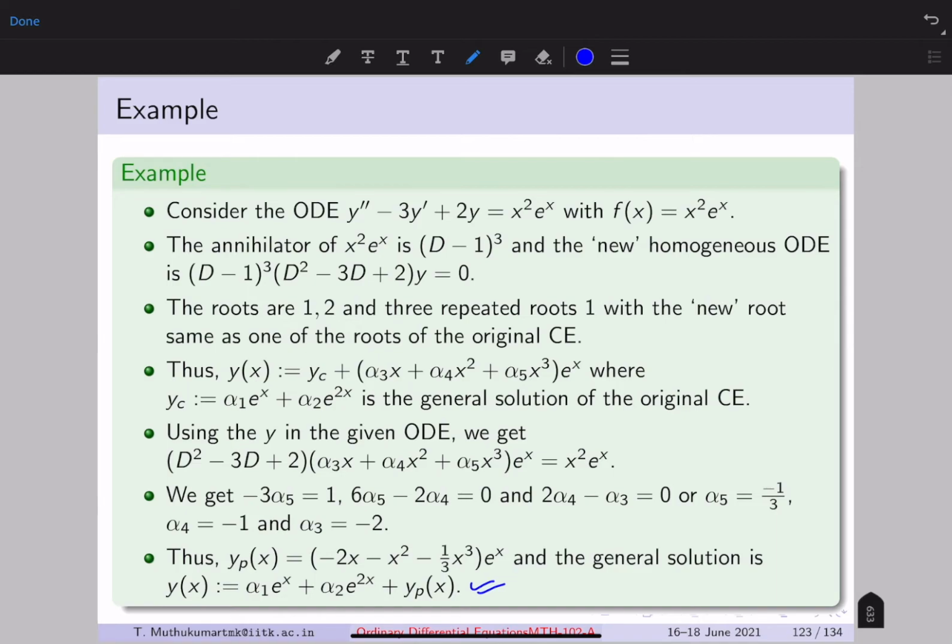Okay, so this way we have solved this equation. So you see the technique, right? The idea is you find the annihilator, use the annihilator to rewrite the ODE in the homogeneous form, and then you solve the way you solve a homogeneous constant coefficient ODE.